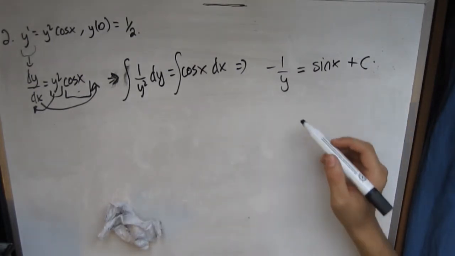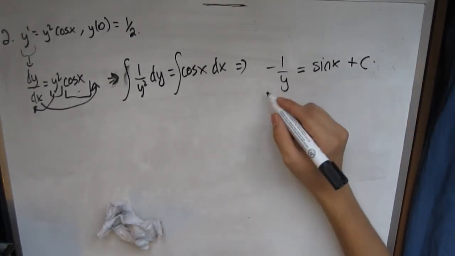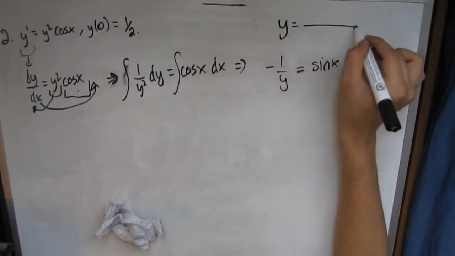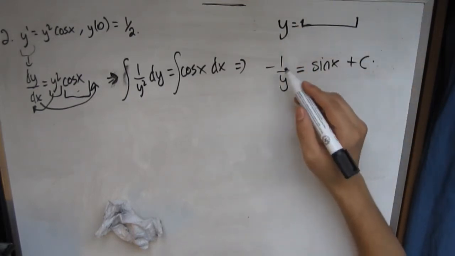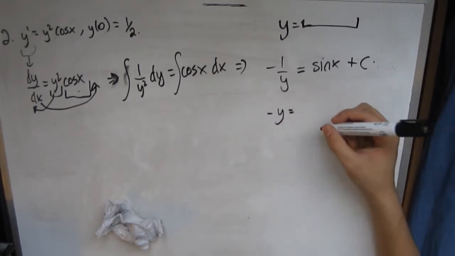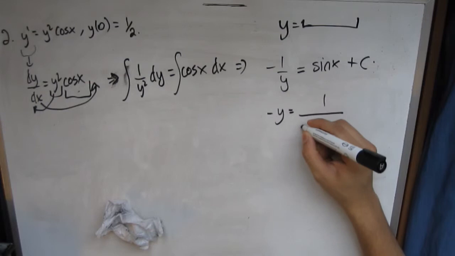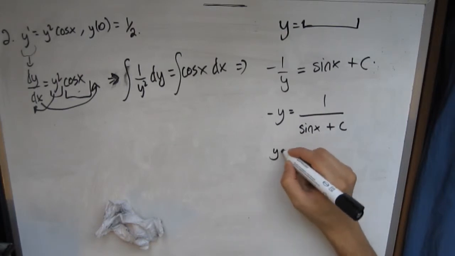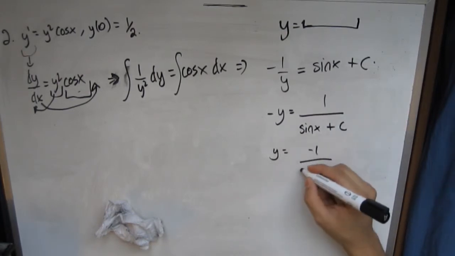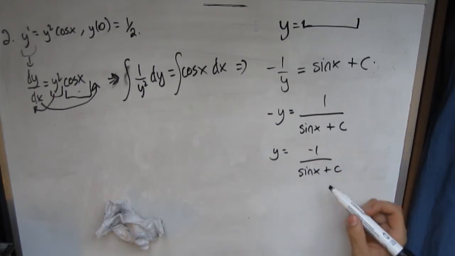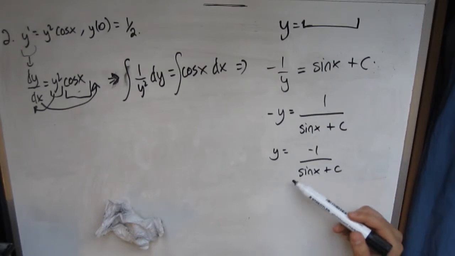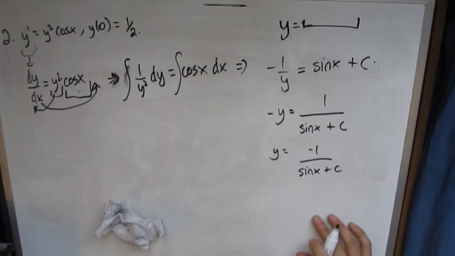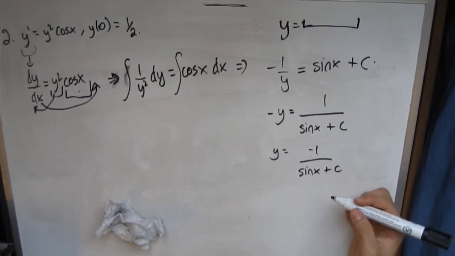Since we're trying to find a function of y, we wouldn't want to leave it in this form. You'd want y equals something in terms of x. So we can inverse this, so negative y is equal to 1 over sine x plus c. Then you can get the negative to the other side, which gives negative 1 over sine x plus c. This could be done in different ways. You could distribute the negative down here if you want. I did this for simplicity, but that's preference. It doesn't have to be one or the other.